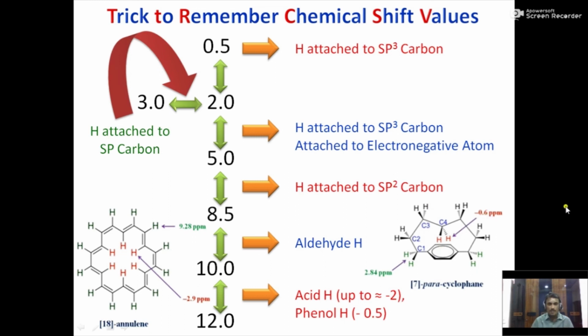The basic concept is shielding, deshielding, anisotropy. Many concepts are responsible for this negative delta value, but you have to keep in mind that generally the acidic proton and phenols give the signal at the very downfield side. In the case of hydrogen attached to an sp carbon, we get the signal at a chemical shift between 2 ppm to 3 ppm approximately.